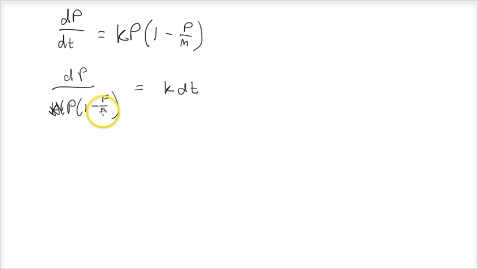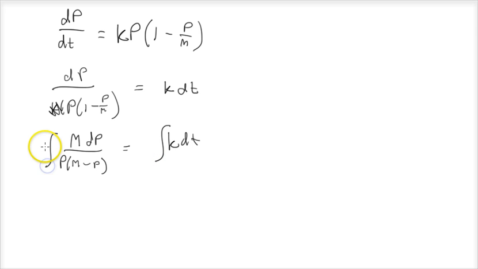So to make this a little easier, let's multiply this fraction by m over m, and we'll get m dp over p times m minus p is equal to k dt. And so now we can integrate both sides. We've got what variable with respect to which we're integrating on both sides, and we can do this.